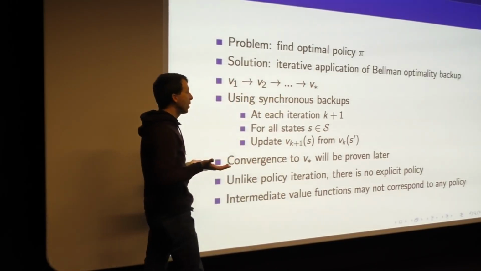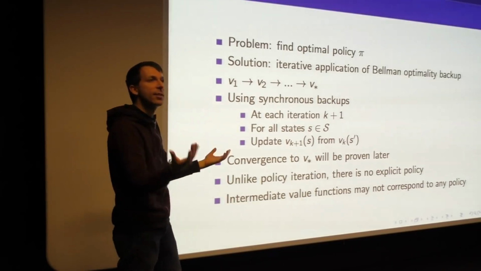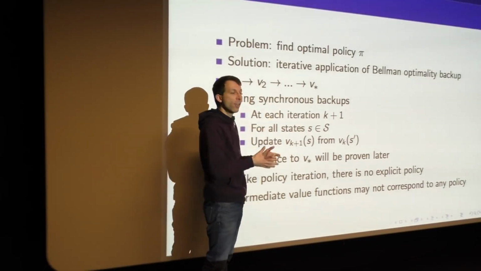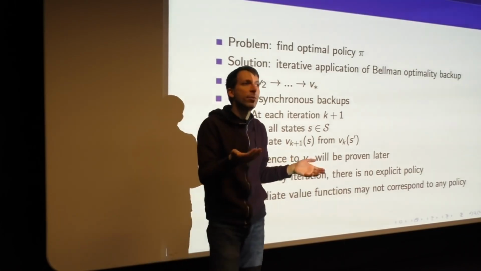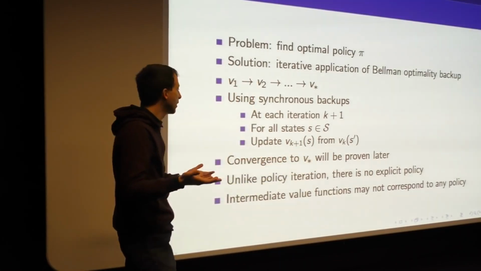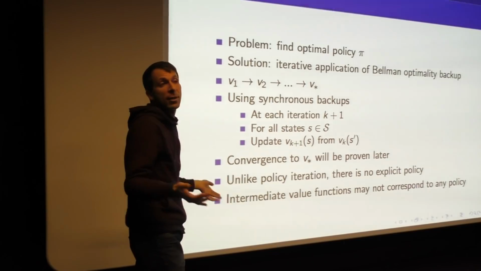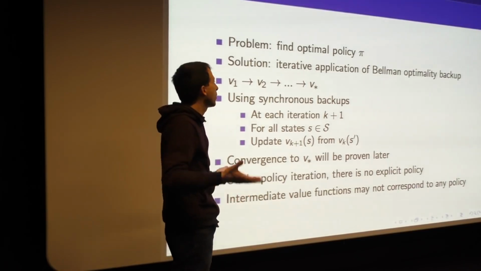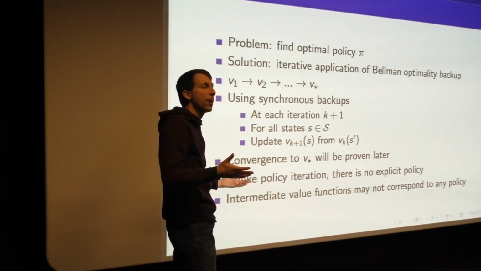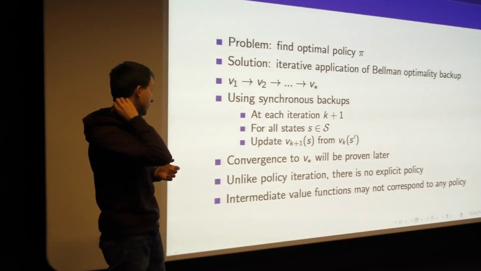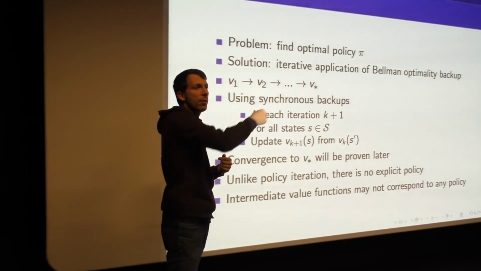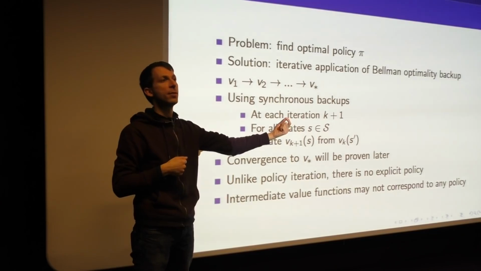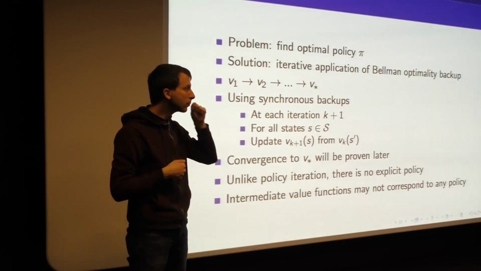And you might ask the question, what does it mean? If you just stop this algorithm here and look at the value function, does that correspond to any meaningful value function? And the answer is no, not necessarily. It might not be the value for any real policy. It might not be achievable by any actual policy. But at the end of this process, we know that we really have the value function for the optimal policy.